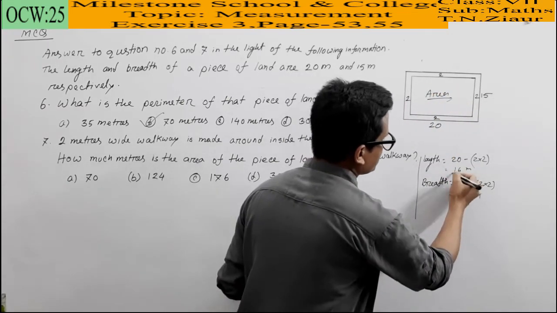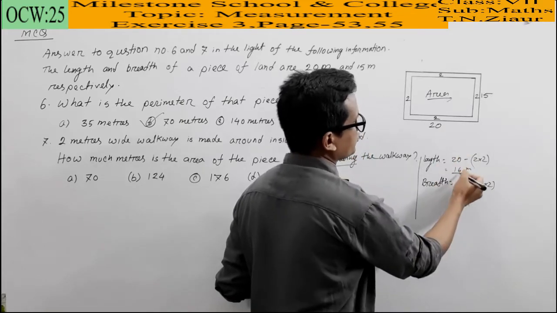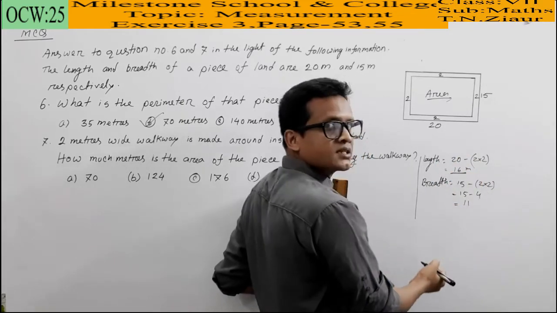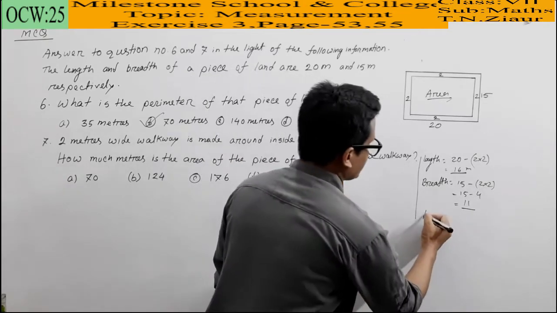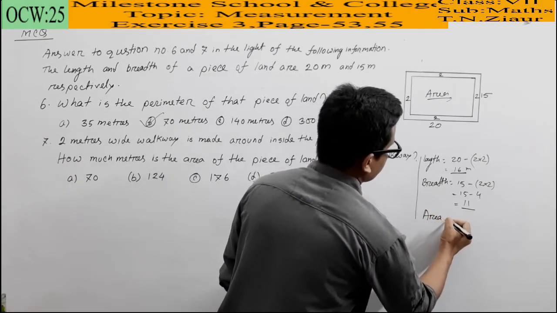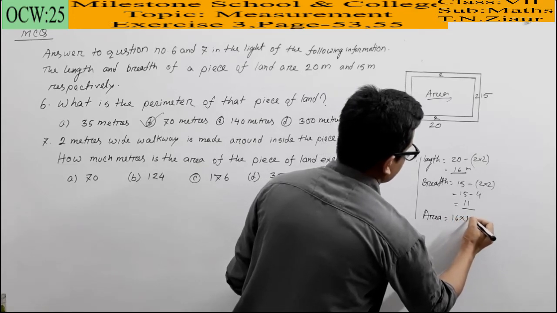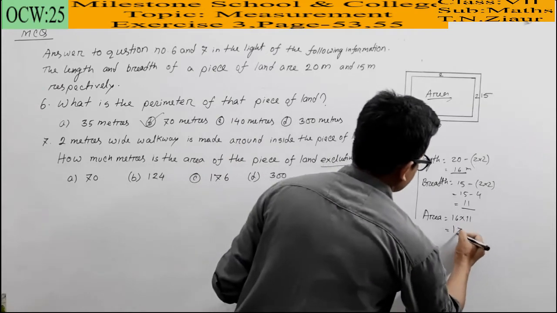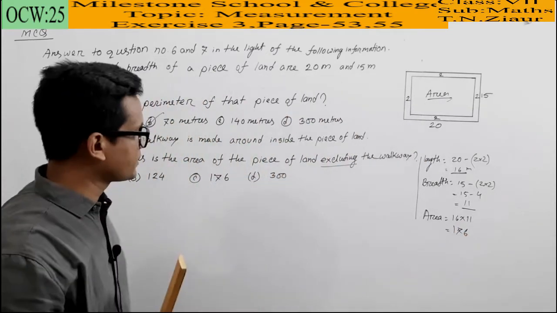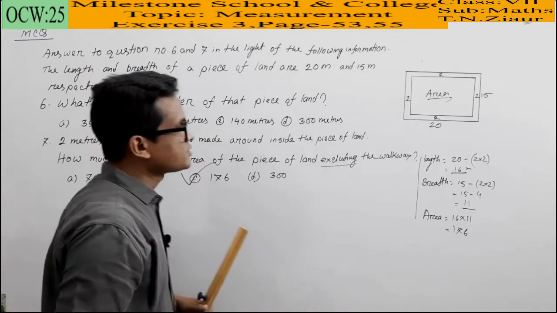So without the walkway, the length is 16 and the breadth is 11. Now if you want to find the area, what will be 16 into 11? If you multiply, you will get 176. So the answer will be option C.